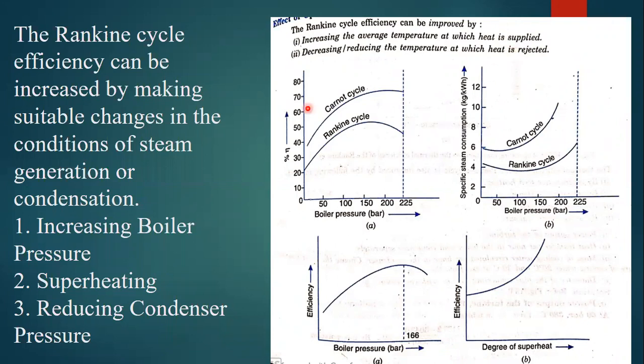So see here, if the boiler pressure goes on increasing, the Rankine cycle efficiency is also going to increase. And what is the peak efficiency? We have it at around 200 bar, or 175 bar, or precisely between 160 and 175. If we maintain those pressures, then we are going to have the highest Rankine cycle efficiency.